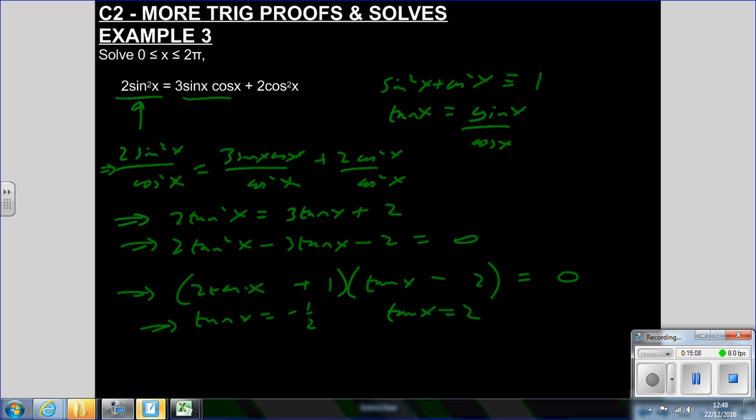So remember the period is pi this time, but we're at 15 minutes, so I'm going to stop there and you can carry on if you wish. Remember to check your answers. You can just plug it all in, pick 3 random values. If they work, fantastic.